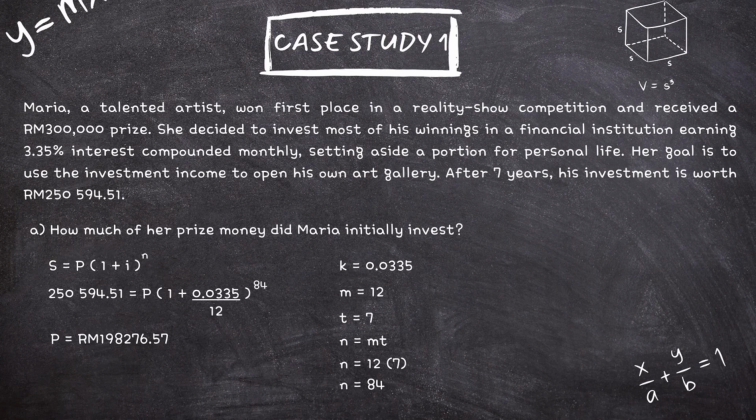After 7 years, her investment is worth RM250,594.51. How much of her prize money did Maria initially invest?